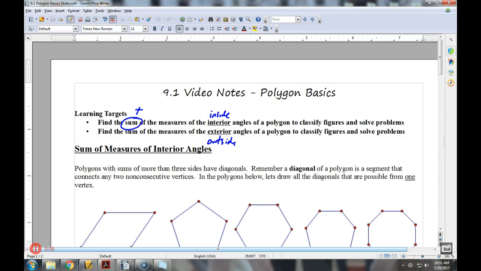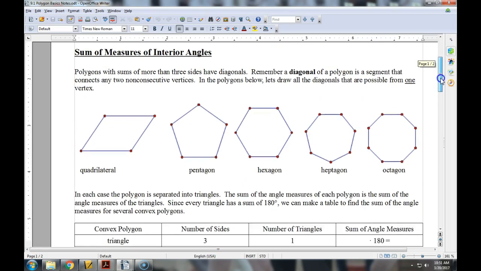You don't have to know both ways, but some problems are easier if you know one way, and some are easier or faster if you know the other. So really you could just pick one, but it's probably best to know both. Alright, so let's get after this. Sum of the inside angles.